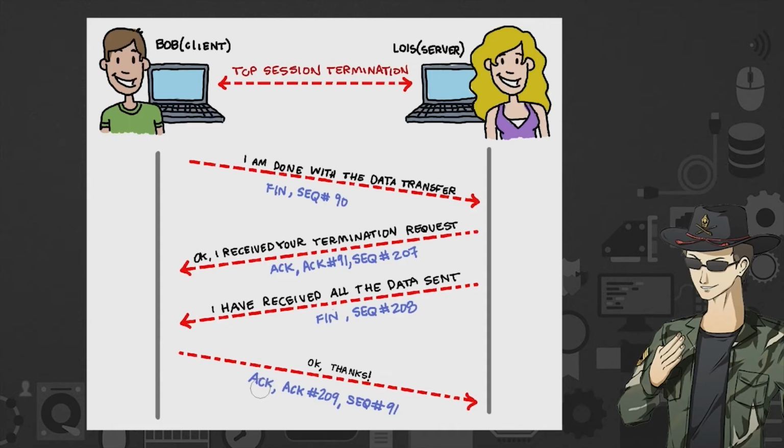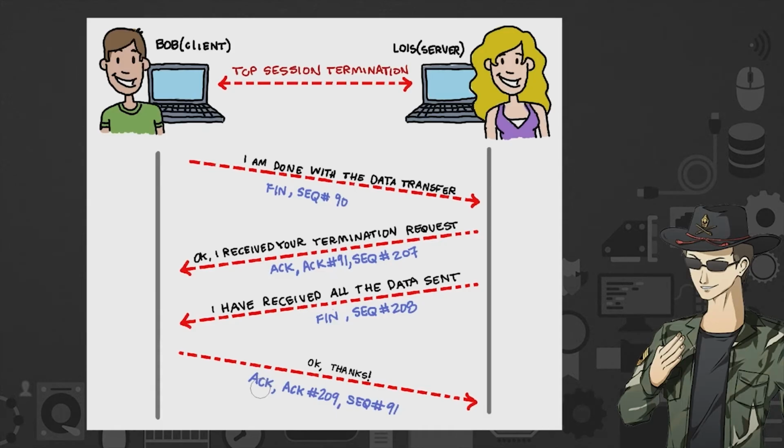Well, the server is also going to send a second packet back over and says, I have received all the data sent. So this is separate from the actual termination request. It's just making sure that with that request, all the data that you initially required was being sent. And so we're getting our FIN and our sequence number 208.